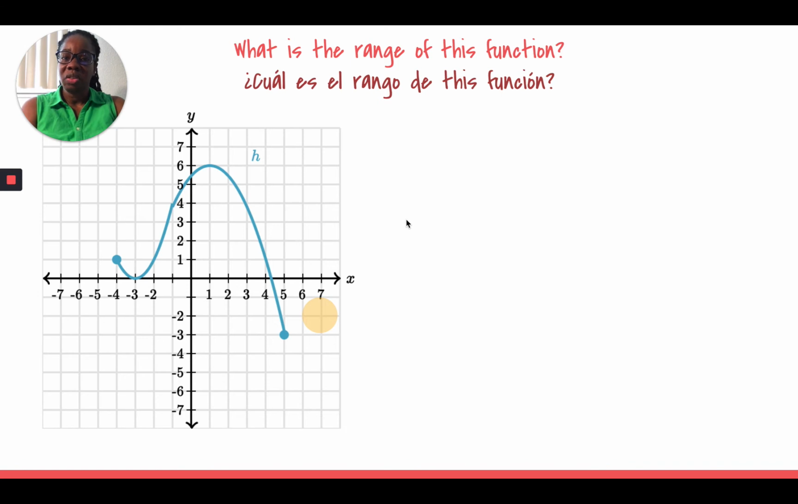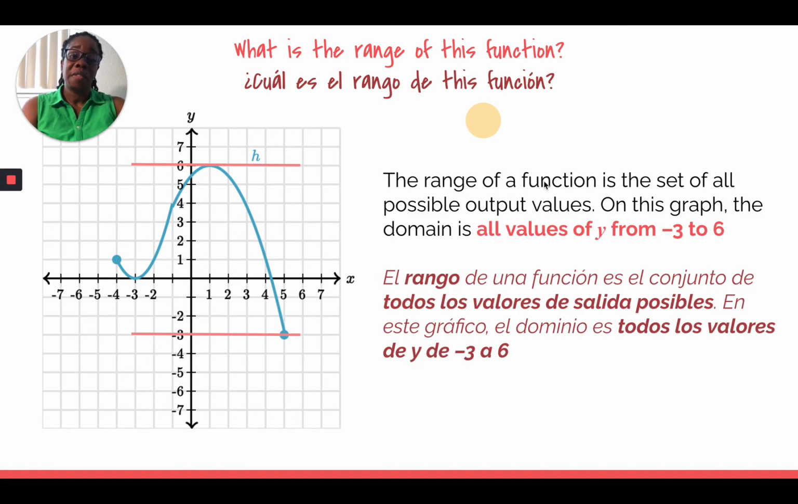What is the range of this function? So we want to recall that our range is going to be the set of all possible y values or output values of the function. So in this case, we're noticing that it's from a low of -3 to a high of 6. Therefore, the range of this function on this graph would be all y values from -3 to 6. So remember, it's a set of all possible output values.